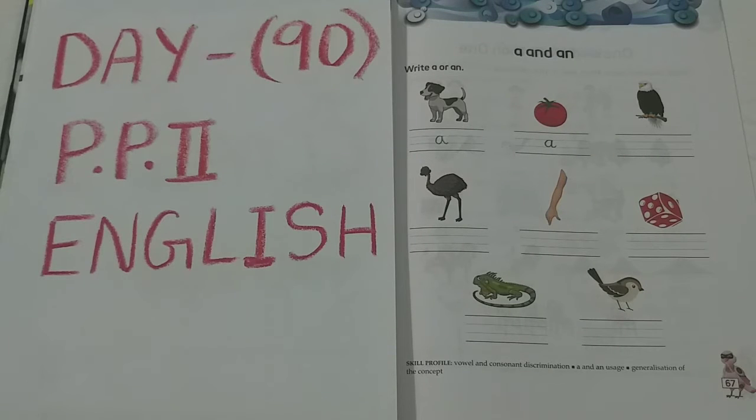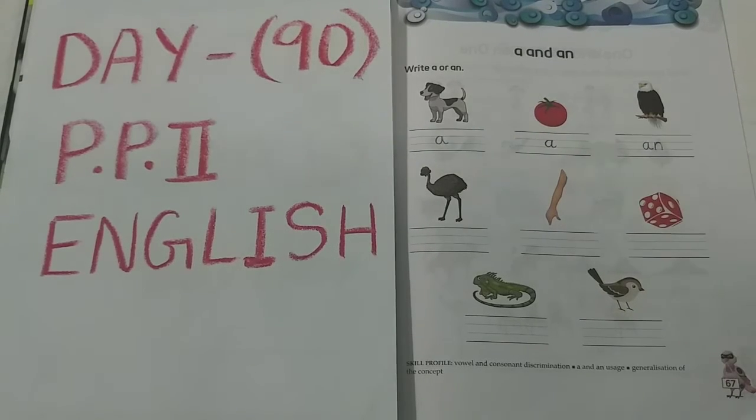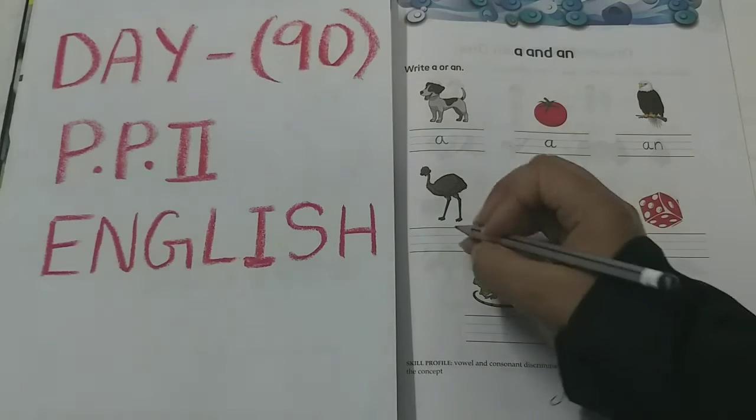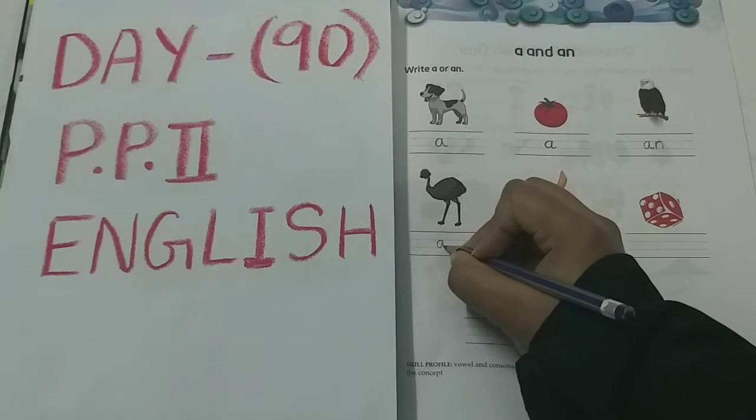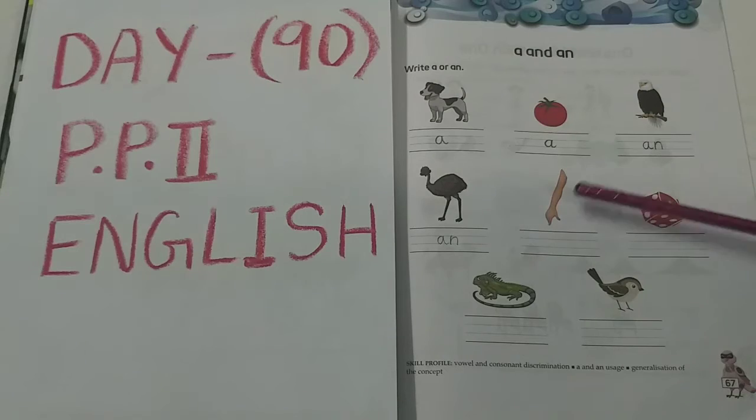Then eagle. Eagle starts with E sound. So E sound is of letter E. Eagle. E is a vowel. So we have to write here a or an. An. An eagle. Next is emu. Again emu starts with E. E is a vowel. So what do we have to write here, a or an? An emu.